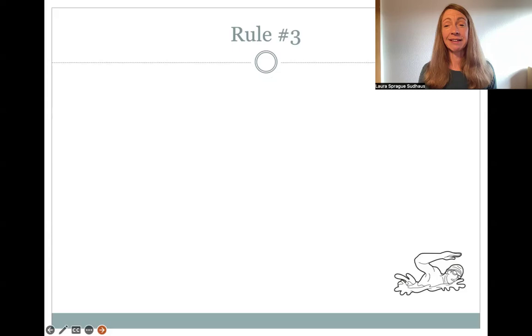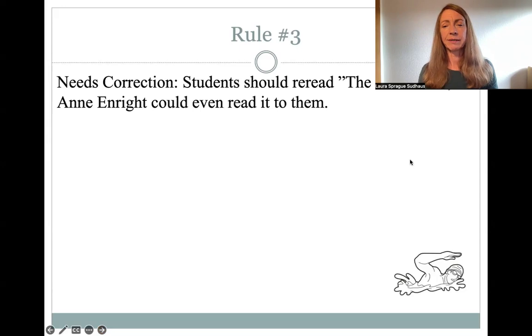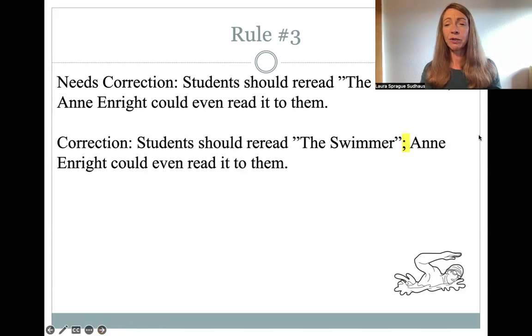Rule 3, next sentence. This is a hard and fast rule related to English, right? Students should reread The Swimmer, and Enright could even read it to them. What's the problem here? Did you recognize? It's a comma splice. So you should not use a comma to join 2 main clauses or 2 independent clauses when you write in English. The correction would be: students should reread The Swimmer; and Enright could even read it to them.